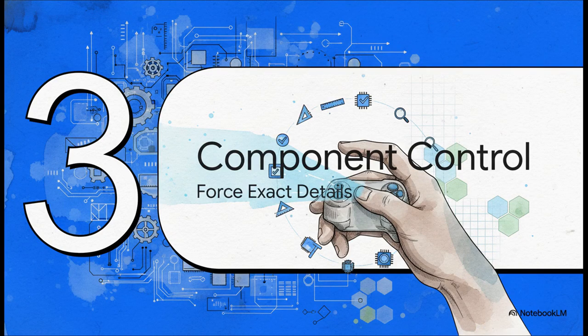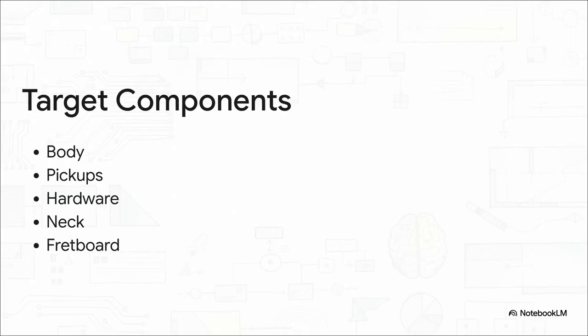Let's transition over to section 3, component-level rendering control. All right, here's the consultant's secret weapon for you. If you just broadly ask for a diagram, the AI is going to try to show absolutely everything, resulting in this giant, confused mess. Instead, we need to explicitly state which exact components to draw. For example, if we're targeting a Gibson Les Paul, we tell the prompt only detail the body, the electronics and pickups, the hardware, the neck, and the fretboard. See what we're doing? We intentionally prevent the AI from overcomplicating the image by giving it strict boundaries.